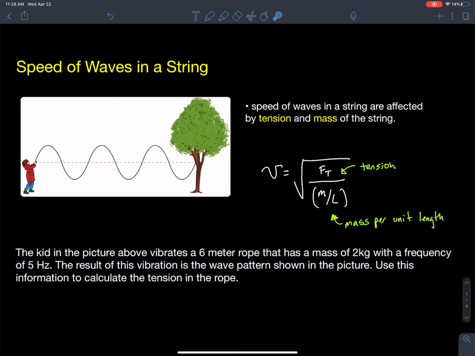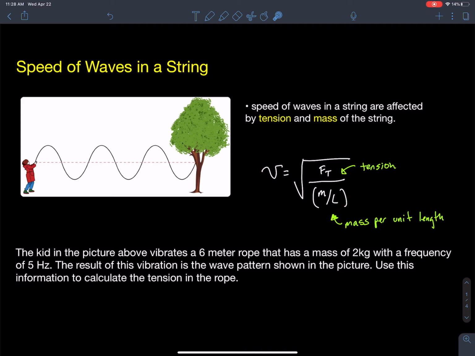You can imagine the heavier it is, the harder it's going to be to propagate energy through it, the more kinetic energy it's going to take to move it, and that's going to affect velocity dramatically. Okay, so the square root probably comes from the kinetic energy formula as well.